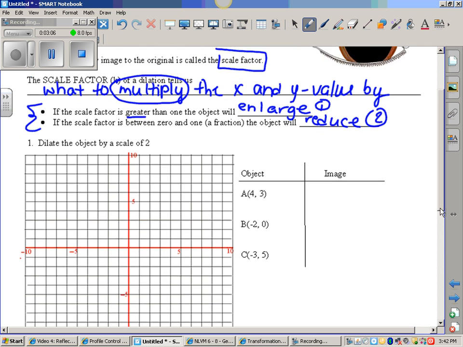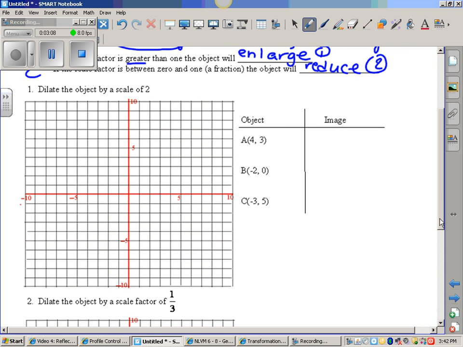So the best way to understand what I'm talking about is just to practice. For the first one, we're going to dilate the object by a scale of 2, or double it. We're going to make it twice as big. Another way of telling you to dilate something by 2 is to use k equals 2. K is identifying that it's a scale factor.